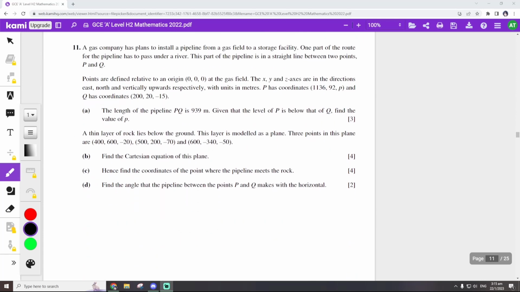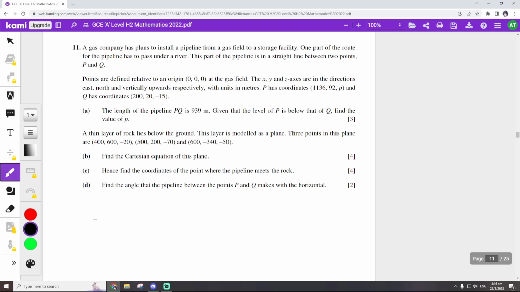Okay, so now we come to the real-world context question. A gas company has plans to install a pipeline from a gas field to a storage facility. One part of the route for the pipeline has to pass under the river. This part is a straight line. Points are defined relative to the origin. You get the x, y, and z directions. P is these coordinates, Q is these coordinates. The length of the pipeline PQ is 939. P is below Q. Find the value of p.